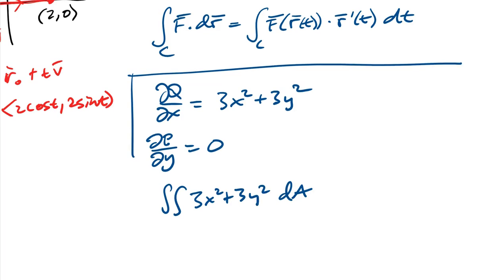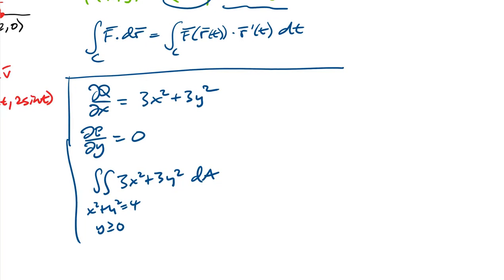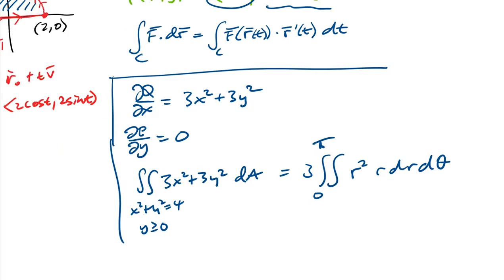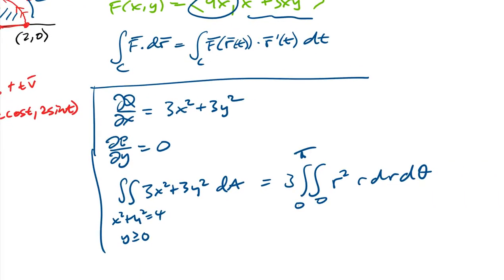So we do the double integral of 3x squared plus 3y squared dA over the semicircle D. The semicircle is x squared plus y squared equals 4, where y is greater than or equal to 0. Oh, this is perfect for polar coordinates. So you're going to switch all this to polar coordinates. This is r squared and then r dr d theta. Theta goes from 0 to pi, and then r goes from 0 to 2. So this shouldn't be that bad.